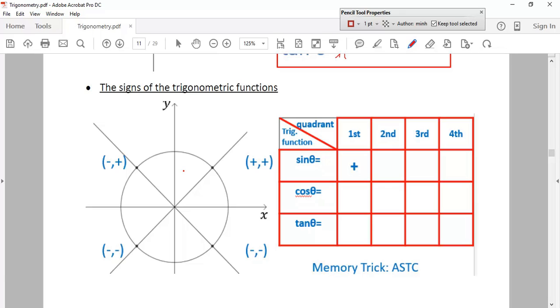So we just write that down. So this is the first quadrant. So that's second. Third and fourth. So just get your calculator and test angles between each quadrant and see what signs you get, and then I'll fill out the table for you.